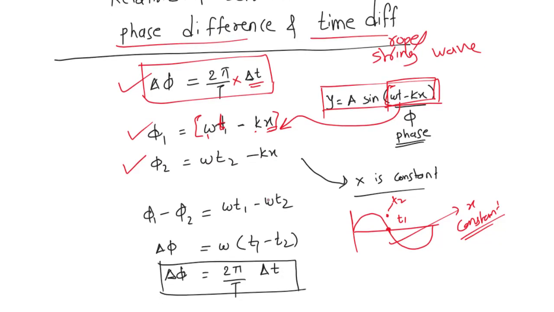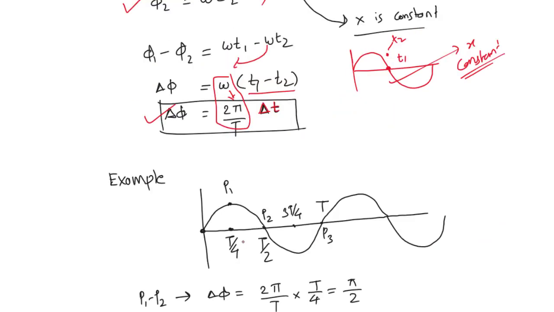Now to find the phase difference, let us just subtract these two equations. So phi1 minus phi2 is equal to omega t1 minus omega t2, because kx will cancel out. So we can take omega outside, and then what remains is t1 minus t2, which is delta t, the time difference. So we can say phase difference is equal to 2 pi divided by T into delta t, because omega is equal to 2 pi by T. This is a known equation.